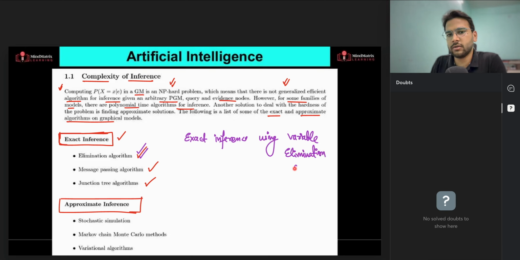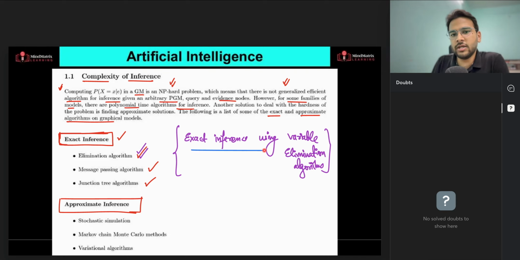If you have seen the syllabus carefully, you will find that you only have to study the variable elimination algorithm. There are other algorithms also, but we are not going to talk about them, because if it is not in the syllabus, then for exam purposes that would be a waste of time. So we are going to cover the variable elimination algorithm, and in the next class we will start with it.